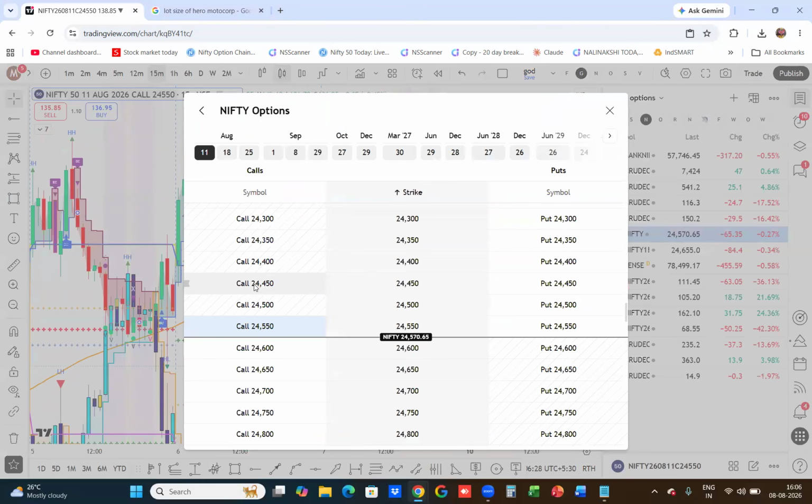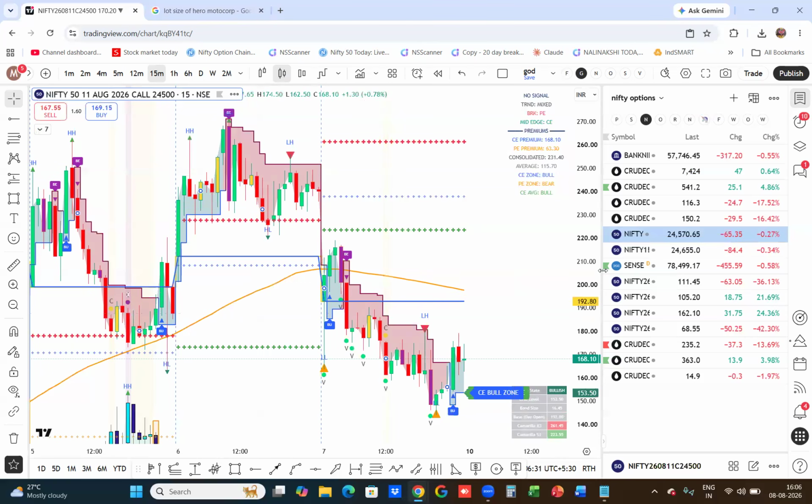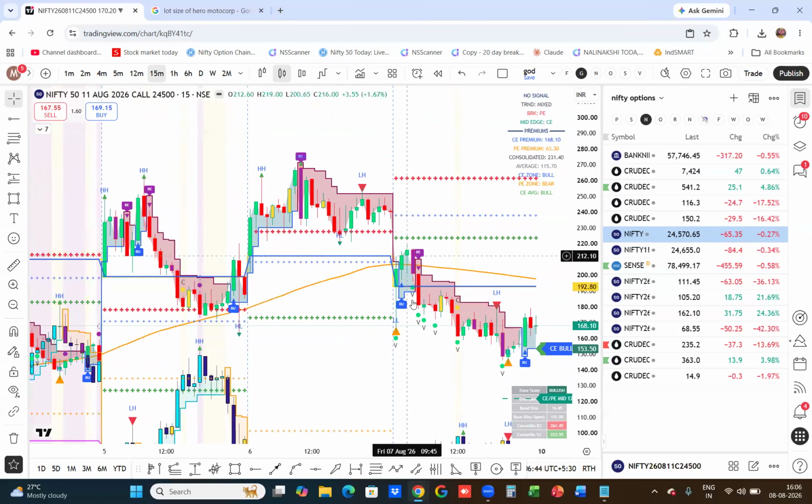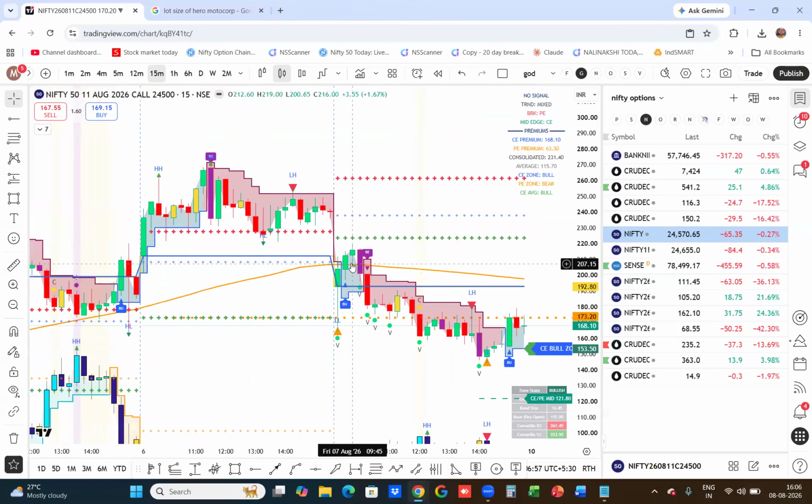Sorry, I selected the 24,550 call option. See the beauty. It took support from the S3. If I place the cursor, the low of this candle is 163.7 and the Camarilla support is here. So you are entering it within 3 candles, it is reaching the breakdown level. It has broken below the S3.